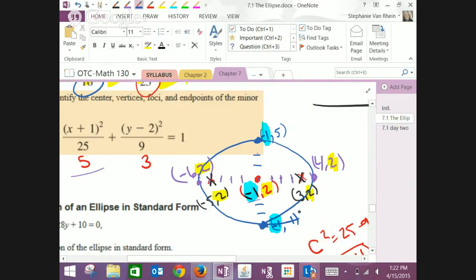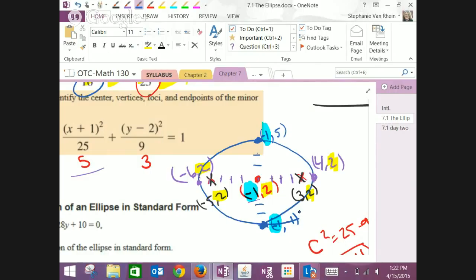Does it matter when you're writing down points, like which one's first? Yeah, it doesn't matter. Probably what I'll have is I'll say, what are your vertices? And give you 2 spots to write them. It doesn't matter which one you write first. If you write 4, 2 and minus 6, 2 or minus 6, 2 and 4, 2, that's fine. Because there'll be 2 points for each one, except for the center. There's only 1 point for the center.